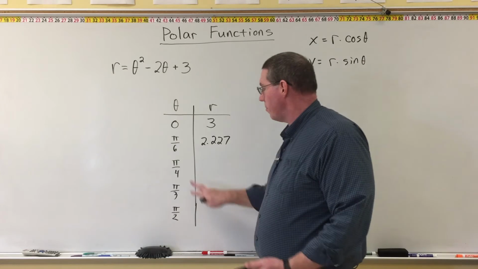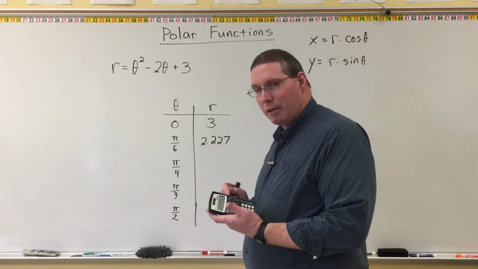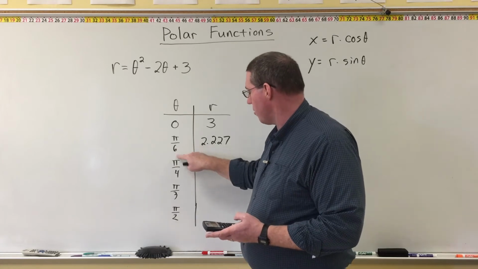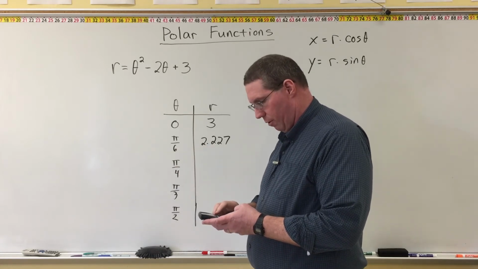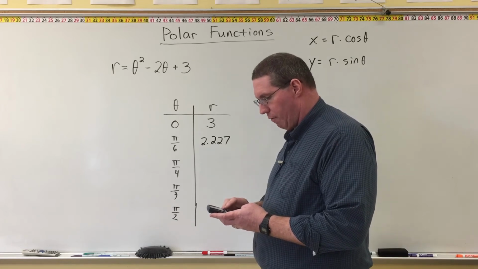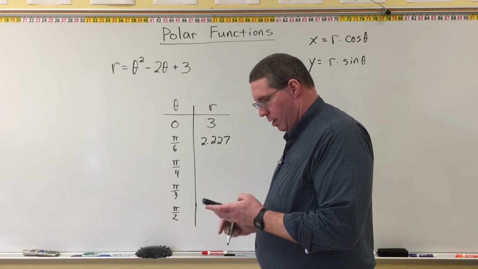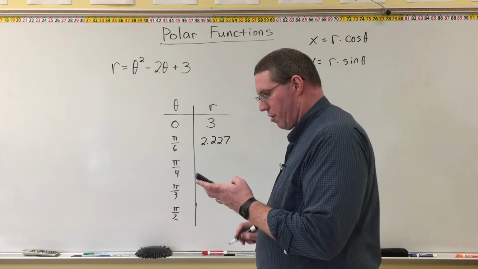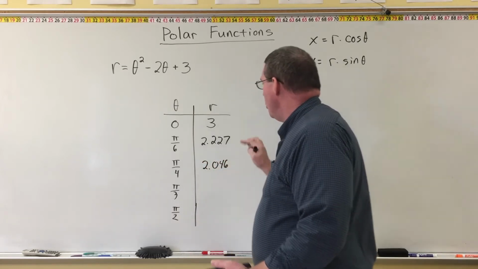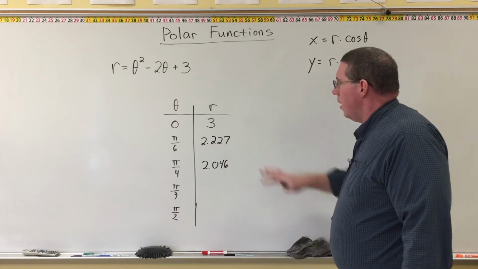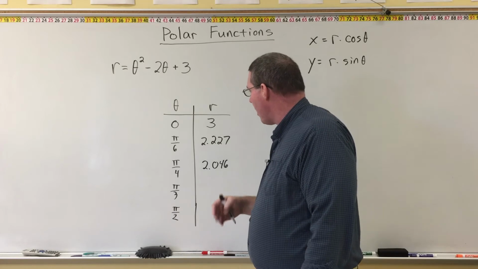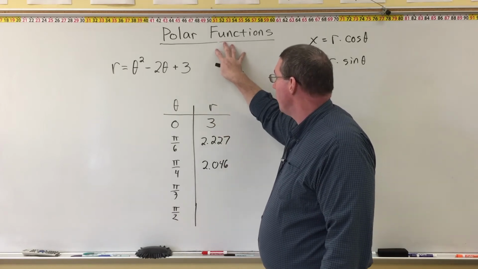Now I'm going to do the exact same thing with pi over 4. Now in my calculator, I can actually just push the up arrow and go through and just change all the 6's to 4's, and it'll give me the correct answer. So now I have pi over 4 squared minus 2 times pi over 4 plus 3 gives me 2.046. This is interesting. So you can use a numerical table to get an idea of what's happening in the behavior of the polar function.